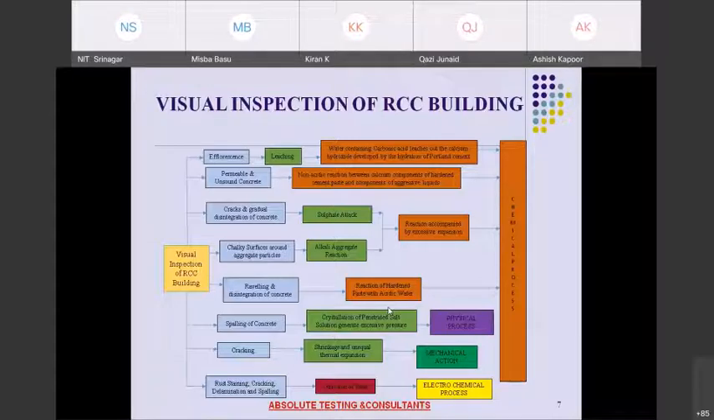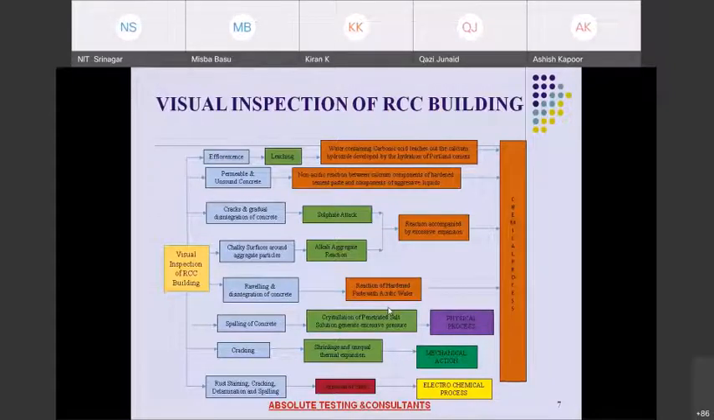But in alkali aggregate reaction, you will observe a chalky surface around the aggregate particles. And then raveling and disintegration of concrete, that is the reaction of hardened paste with acidic water. In case your concrete is in contact with some acidic water, this type of defect will occur. Again, this is a chemical process.